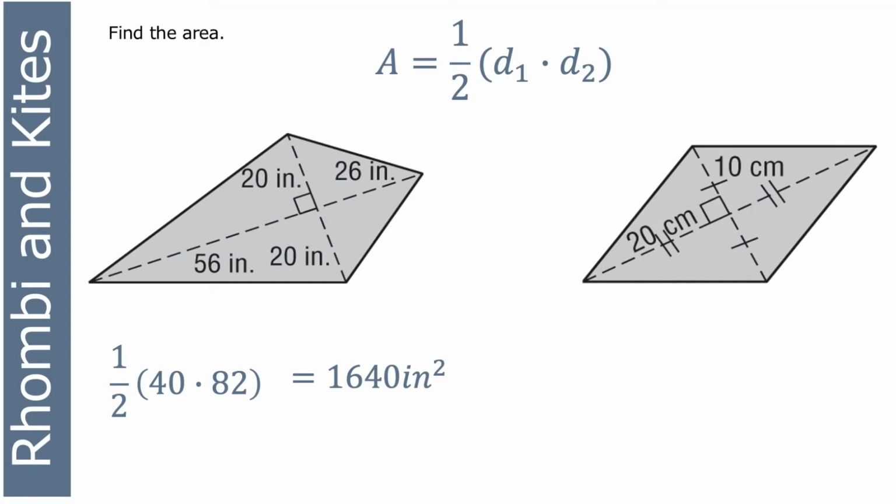Let's try this one. Well, it only gives us some of the information, like half of each diagonal, but we can plug in the other half of each diagonal. Now we can multiply the total, so 1/2 of 20 plus 20, which is 40, times 10 plus 10, which is 20, and you get 400 centimeters squared.